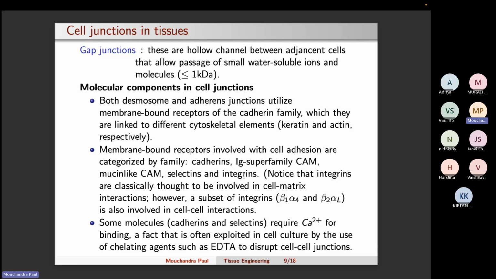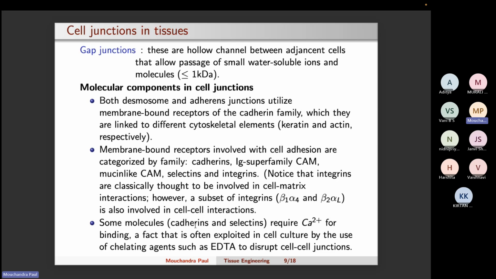Now remember, I think you remember because I just told you, integrins are involved in forming cell and ECM junctions, correct? But some subset of integrins are also involved in forming cell-cell junctions as well, like beta 1, alpha 4, beta 2, alpha. These subsets of integrin receptors are involved in forming the cell junction types like you just saw.